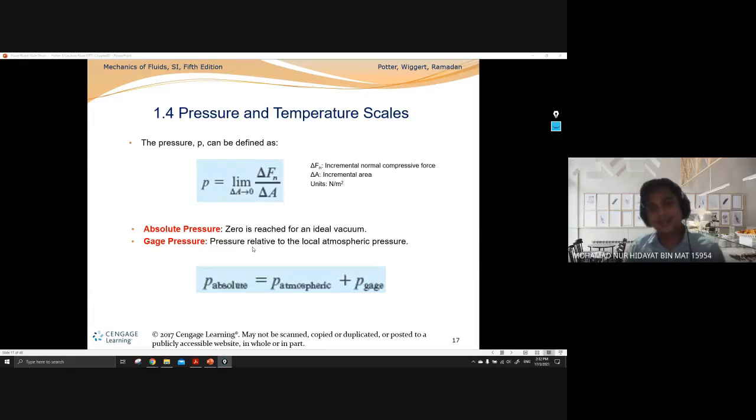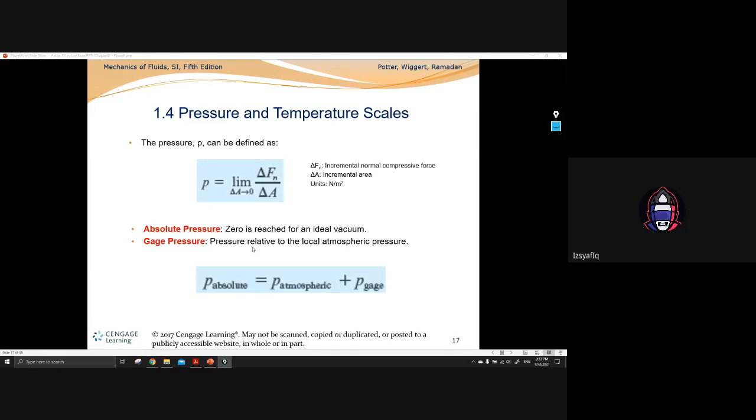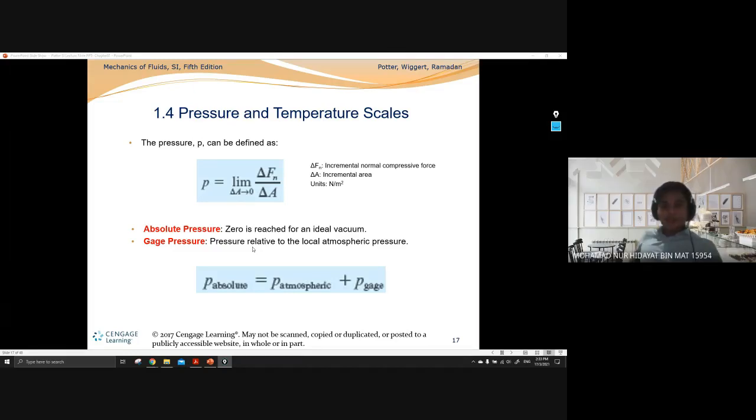Okay. How about the gauge pressure? Local pressure. Local atmospheric pressure. Okay. Anyone would like to give a view on what is the difference between absolute pressure and the gauge pressure? Even though the definition is given here, I want to understand your point. Do you understand what is absolute pressure?